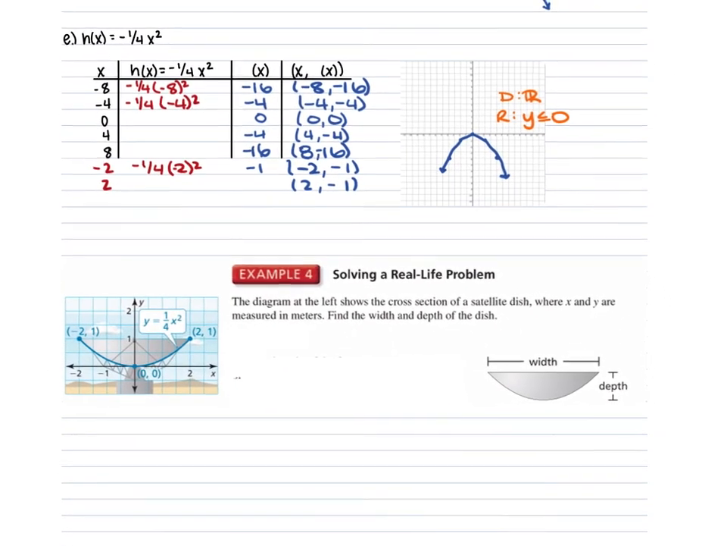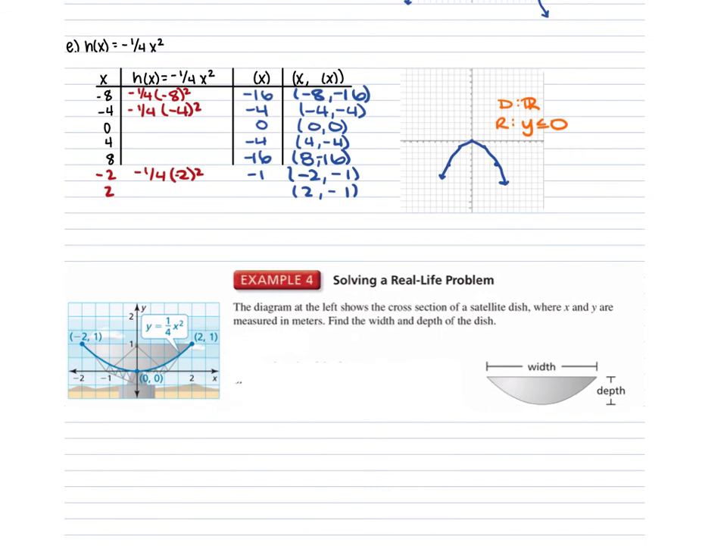For our last question, it tells us the diagram at the left shows the cross-section of a satellite dish where x and y are measured in meters. Find the width and the depth of the dish. Your width is from side to side. So if you're going from negative 2 to positive 2, that's 1, 2, 3, 4 meters. So your width is 4 meters. Your depth is from the top here to the bottom of it. So that's up 1, your height or your depth is 1 meter.